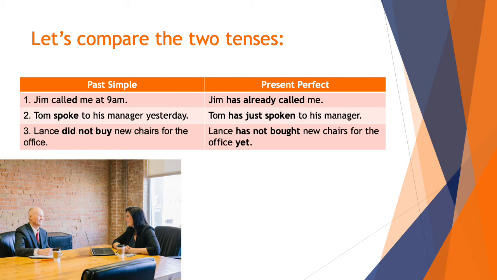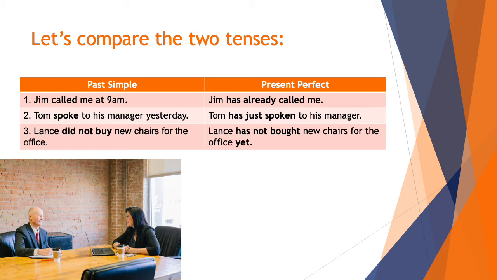Number one, Jim called me at 9 a.m. means that the action finished at a specific time, which is 9 a.m. The time is finished and it is important to the speaker. But Jim has already called me suggests that the exact time is not important to us. It's just an action which happened before and the result is effective now. And we also have the clue word already, which points at the recency of the action.